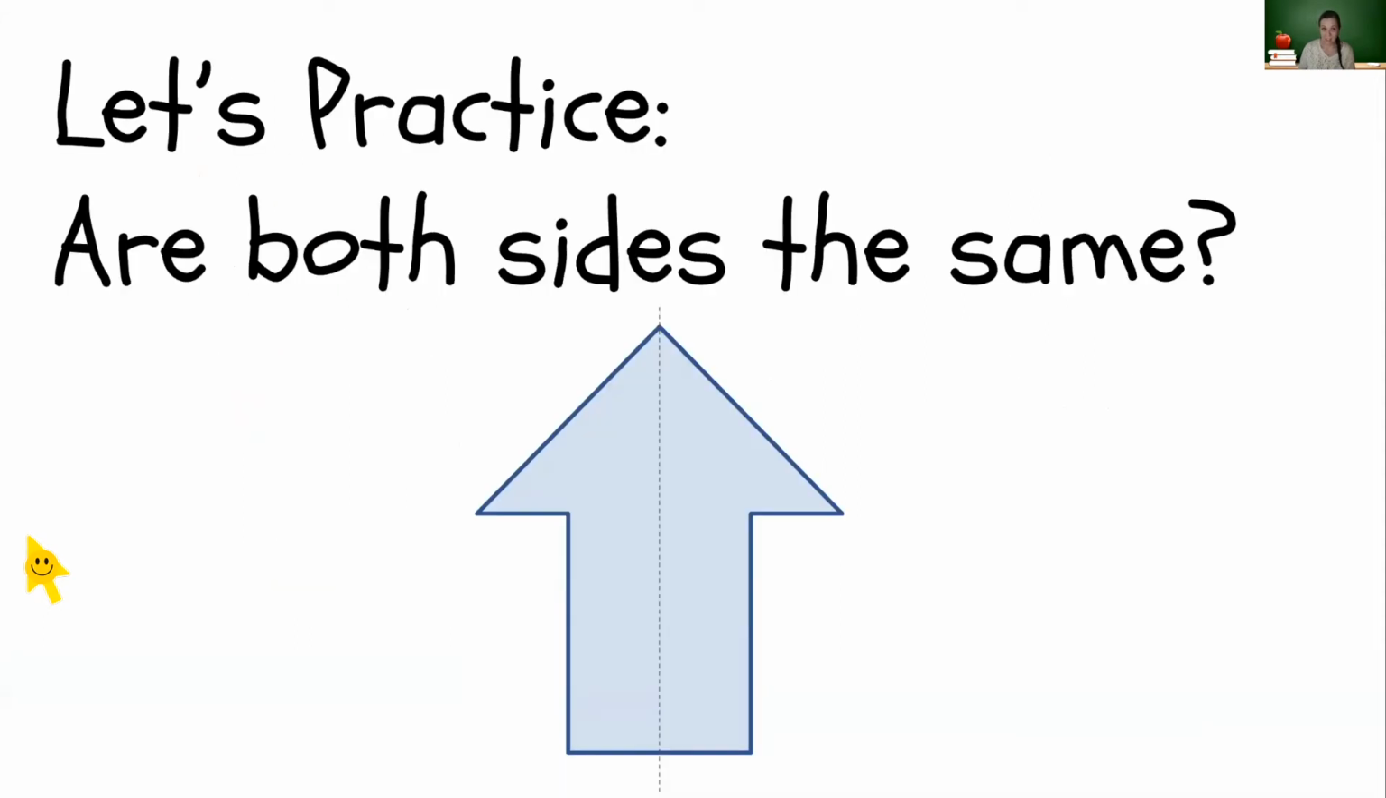Let's look at that lesson again this time. We watched some videos about symmetry and we looked at some examples here. Now I want to look at this arrow here. It's got a line, and the question says, are both sides the same? I want you to put your thinking cap on. Are both sides the same here? I'm going to have you give me a thumbs up or a thumbs down. Don't show me yet.